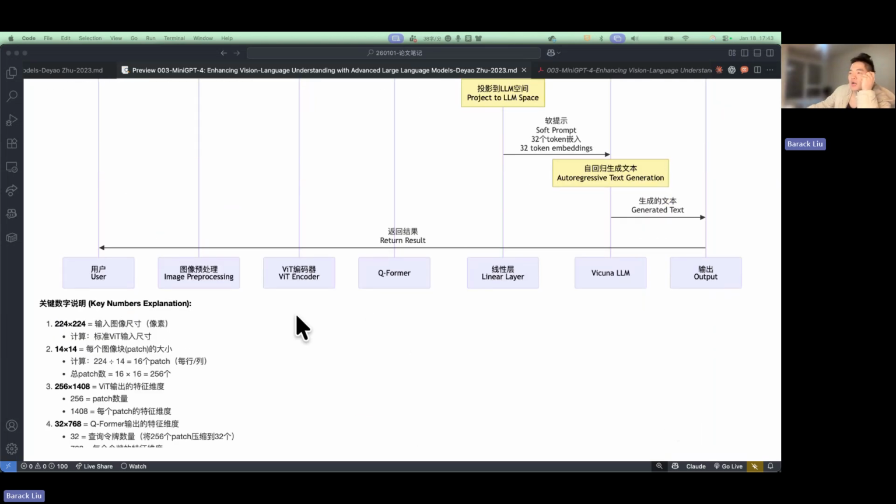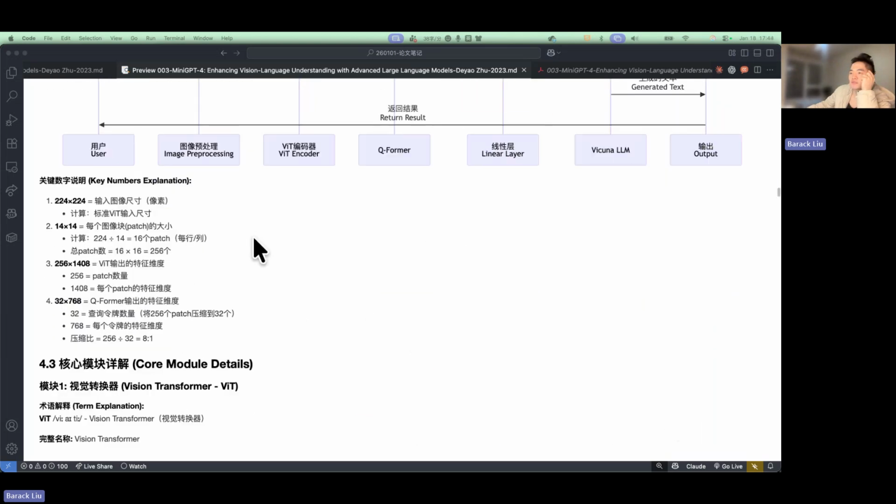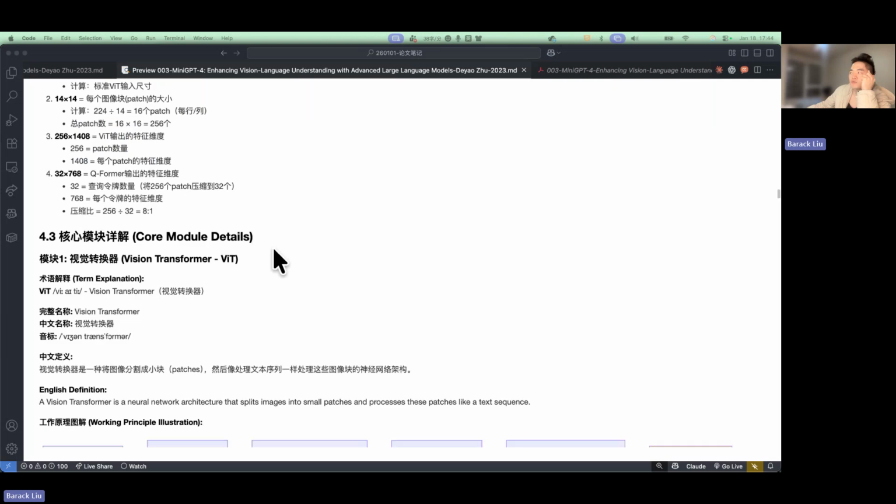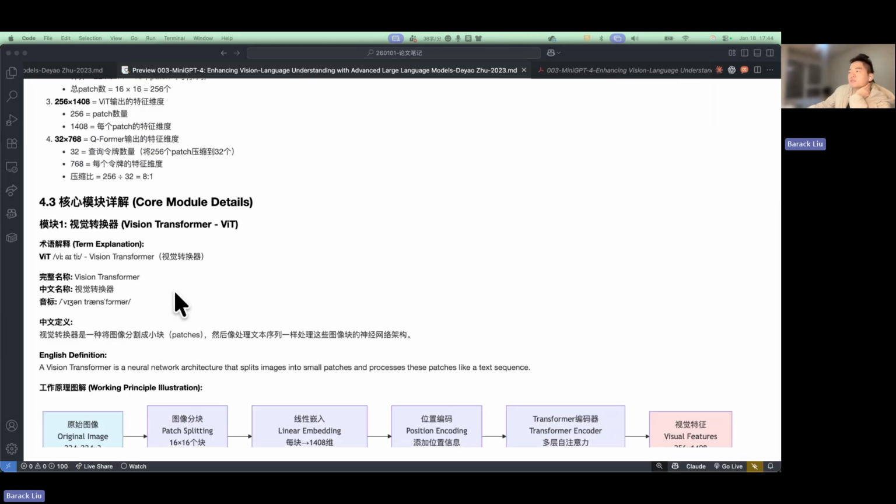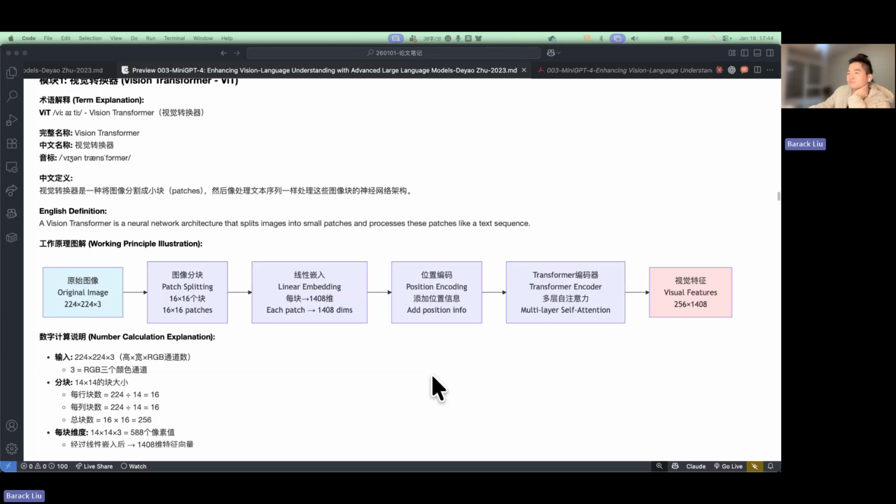Okay. Here are some key numbers. Core modules. So ViT. ViT is a vision transformer. A vision transformer is a neural network architecture that splits an image into small patches and processes these patches like a text sequence. So original image, go to patch splitting, go to linear embedding, then position encoding, transformer encoder, then visual features.